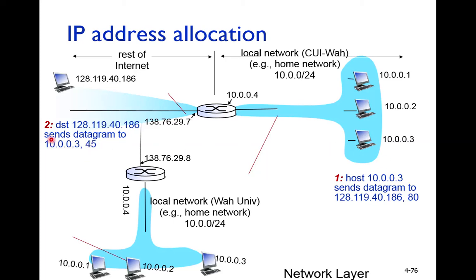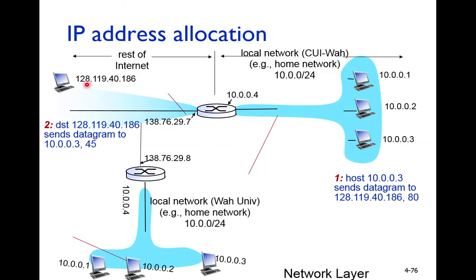Okay, so when this machine wants to reply back, it will use the destination address 10.0.0.3, and this IP address is private, it is only known within this organization, it is not known outside. So this message cannot be sent. This is the problem when you use public and private IP addresses. The message can be sent from the private IP address to the public IP address, from the network to the internet. It can be sent.